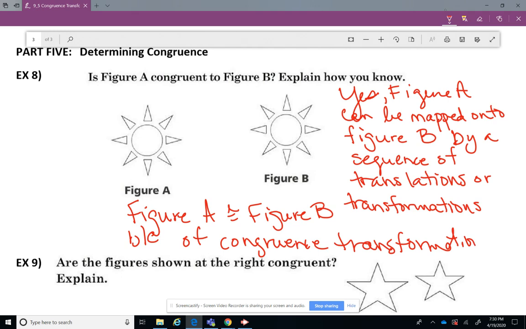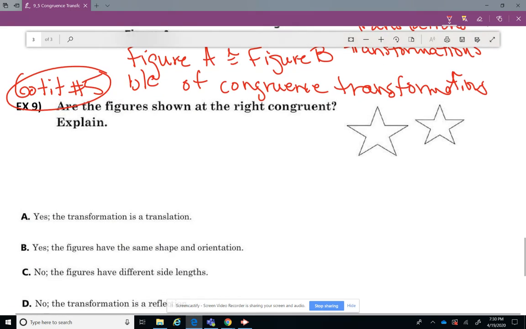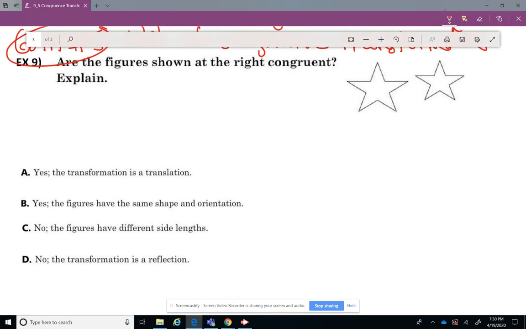All right, the last question we're doing is going to be this one, and this is got it number 5. So this is the other one you'll be doing. Are the figures shown at the right congruent? And of course, you automatically know it's no. But what's the reasoning? They have different side lengths.